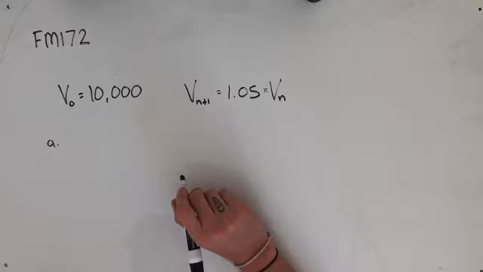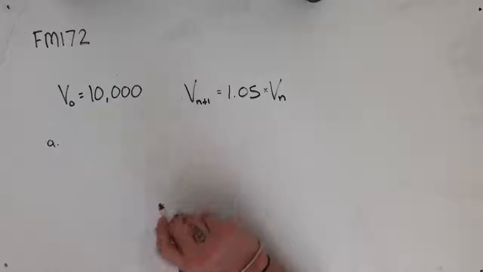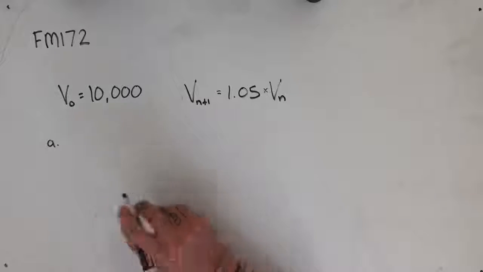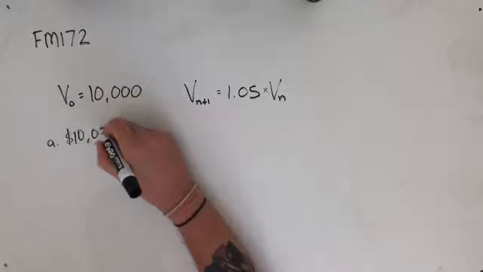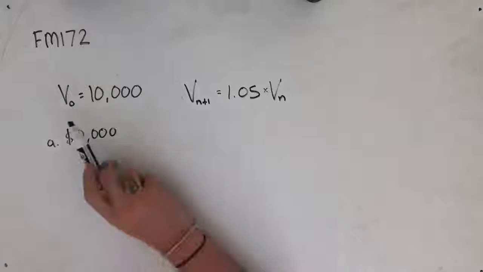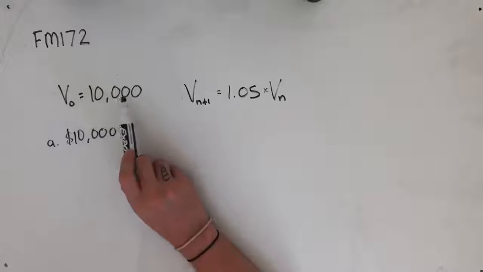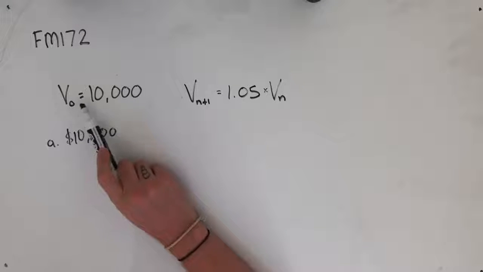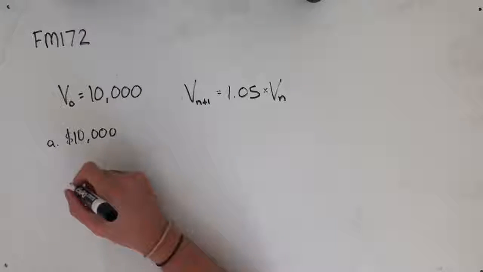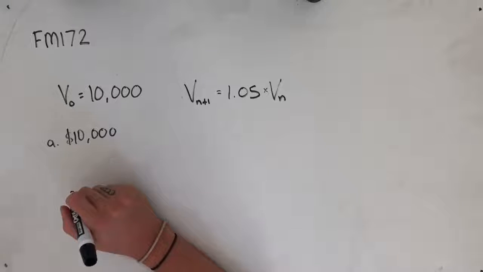So, Part A says, how much money did Dylan initially deposit into the savings account? Now, the answer to this question is $10,000. And we can tell that because this value of V0 gives us the initial amount, and we know that he's depositing this amount initially. So V0 is 10,000, therefore his initial deposit is $10,000.